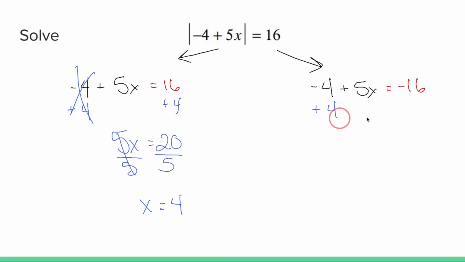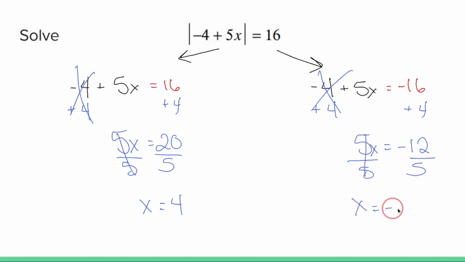Add 4, add 4. 5x equals negative 12. Divide both sides by 5. Divide both sides by 5. And x is going to equal negative 2.4. Now we take our answers and plug that into the original problem to make sure it works.